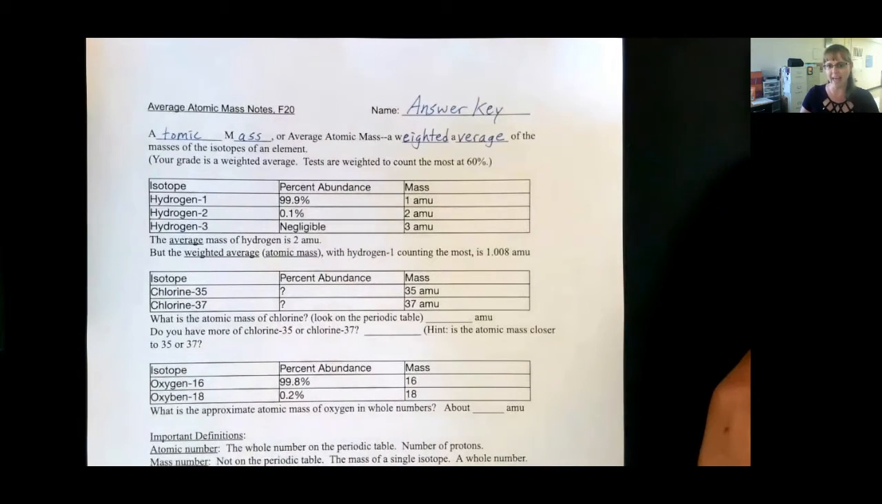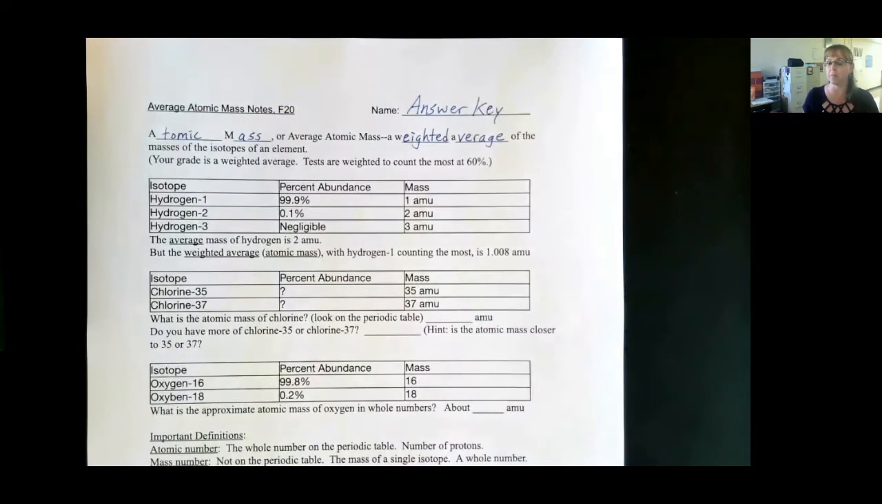Well, a weighted average is when one number counts for more than another. For example, your grades are a weighted average. Your tests are weighted to count 60%, and your classwork is weighted to count 40%. So the tests count more than the classwork. Well, when you have different isotopes of an element, you usually have more of one isotope and less of another. Therefore, the one with more counts for more.